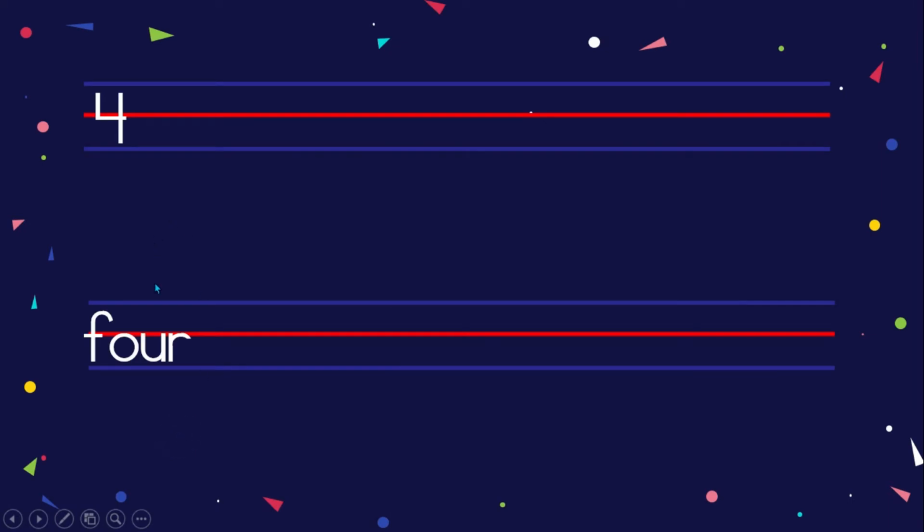For the number 4, this is how you're going to write the numeral 4. So first, you're going to make a small straight line. And then another straight line sa gitna sa red line. And another big straight line naman. Okay? So that's how you're going to write the number 4.